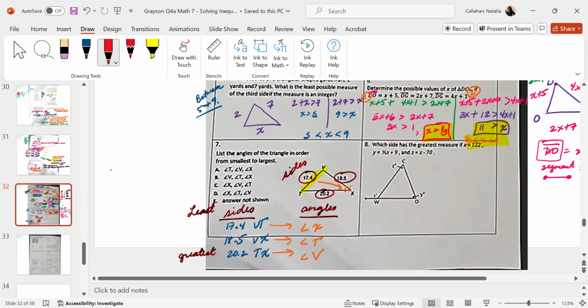So you're gonna order this from smallest to greatest. So angle F, smaller than angle T, smaller than angle V. Read the next one. Actually, I'm gonna have you try that one on your own first.